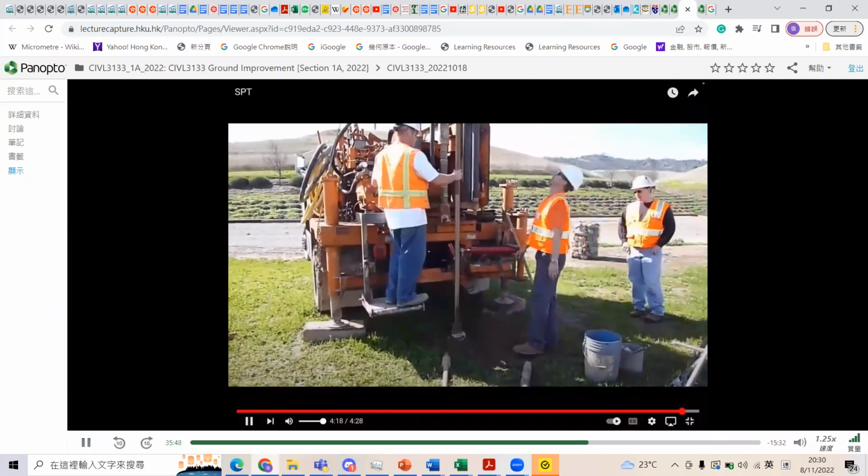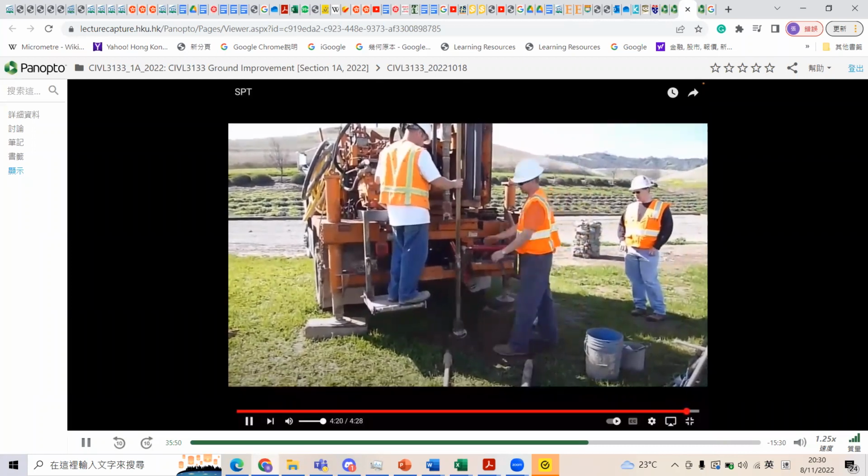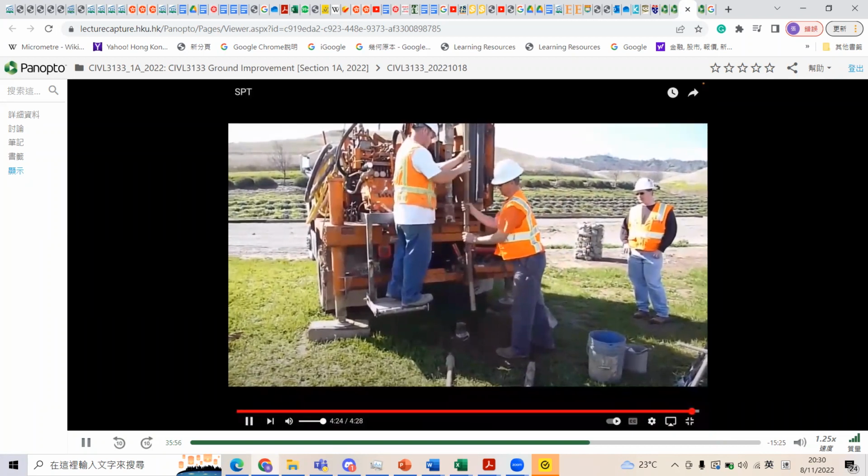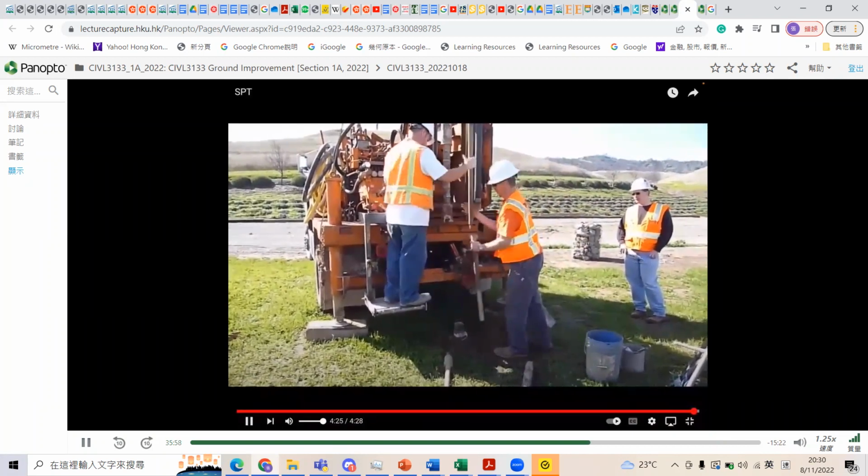And at the end is their split spoon sampler. So then they can take the split spoon sampler off, and they can open the split spoon sampler.